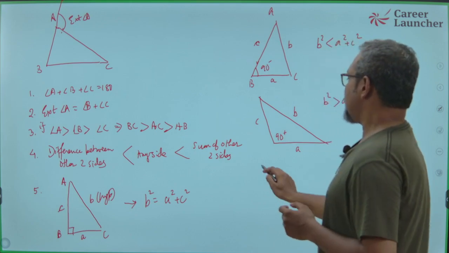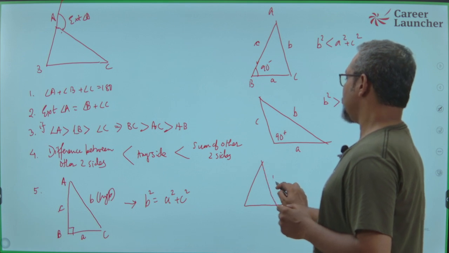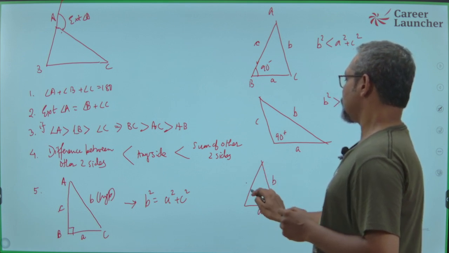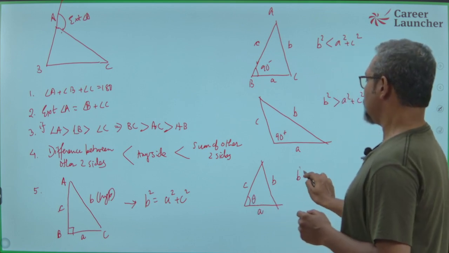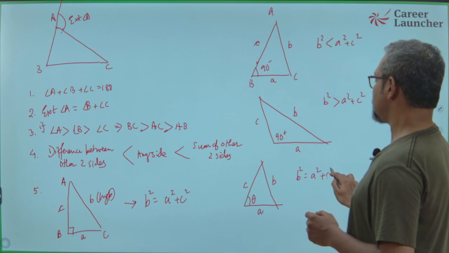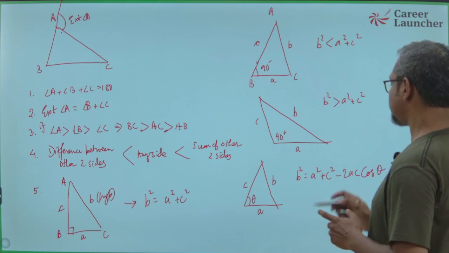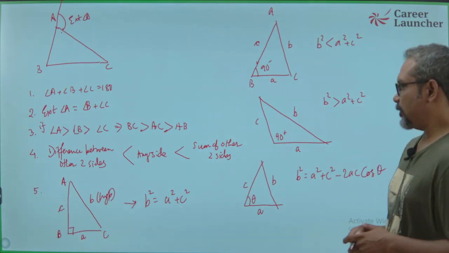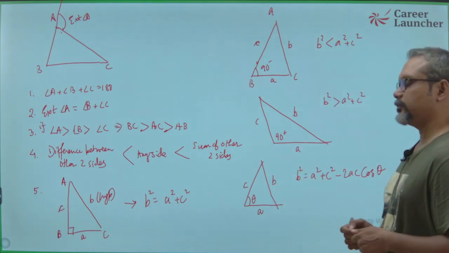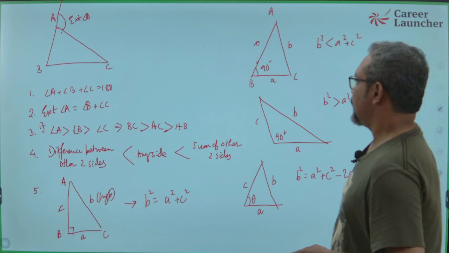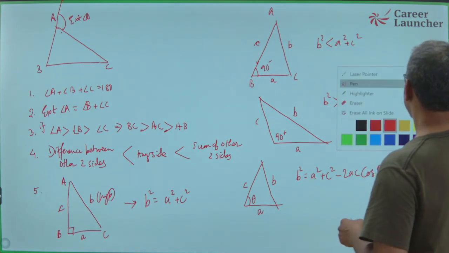A more precise formula, if you want, in terms of trigonometric ratios: if this angle is theta, the relationship is B squared is A squared plus C squared minus 2AC cos of theta. If it is a right angle triangle, cos of 90 is 0, so then it becomes Pythagoras theorem. Next, number 6, it's about area.